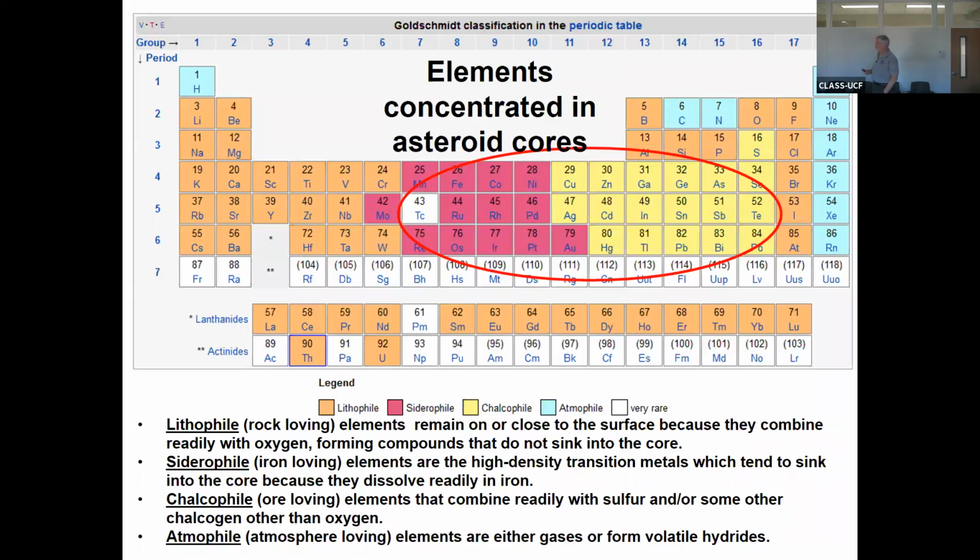Just to remind you, all of these elements have chemical proclivities. They prefer certain other types of elements, and so siderophile and chalcophile elements tend to migrate to cores. Lithophile elements react and make more rocks. Atmophile elements are either in gases or volatile species, and just keep that in mind.